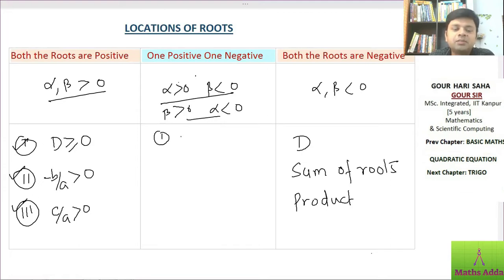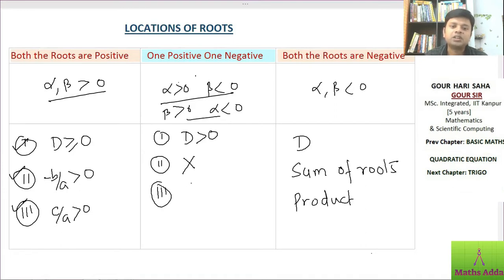When one is positive, one negative, what is the condition on D? One positive, one negative means there will be 2 distinct roots, so D will be greater than 0. There is no possibility of D equal to 0. Second is, what can you say about sum of roots? One positive, one negative, so it depends on the magnitude of alpha and beta whether it will be positive or negative, so we cannot say conclusively anything about sum of roots. So there is no second condition on sum of roots.